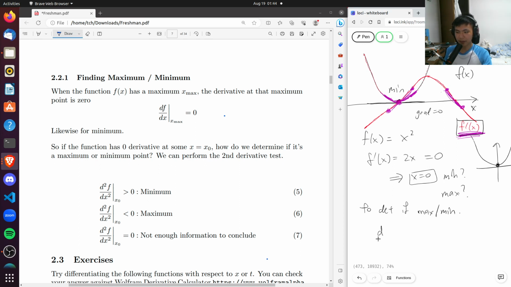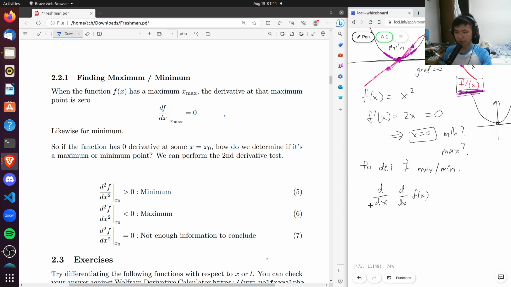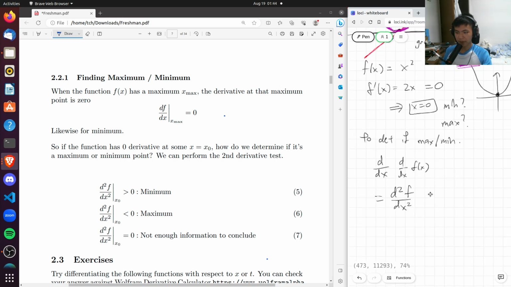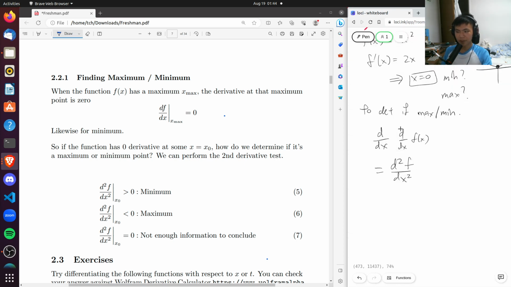So I take d over dx of d over dx of f. And usually we denote this as d2 over dx squared f. So this symbol over here represents the second derivative of f. Sometimes we also write it as f prime prime of x, but I personally prefer this notation.